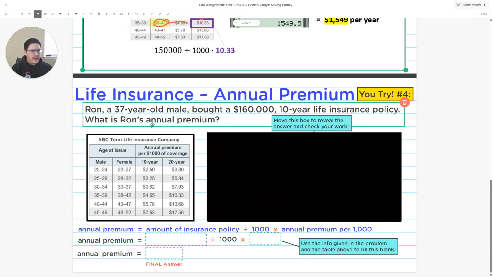Now let's move on to try number 4. Again, if you're on ClassKick, I would like for you now to try this problem on your own. Look at the chart, figure out what type of coverage a 37-year-old male will need per $1,000 of coverage, and then you're going to put it all into the calculator and get your result. Move this box right here to check to see if you're doing everything correctly. Let me read the problem for y'all, and then you can go ahead and pause the video and try this on your own.